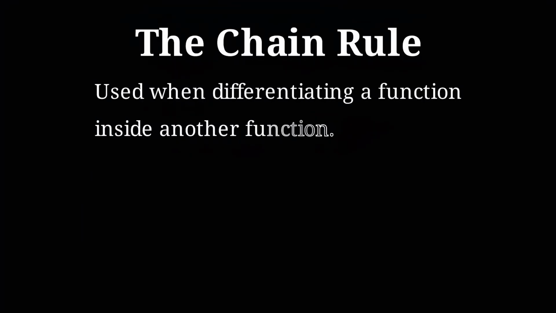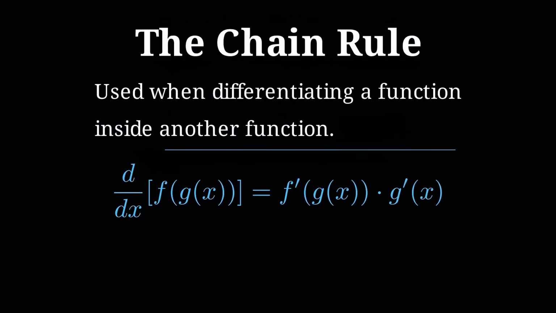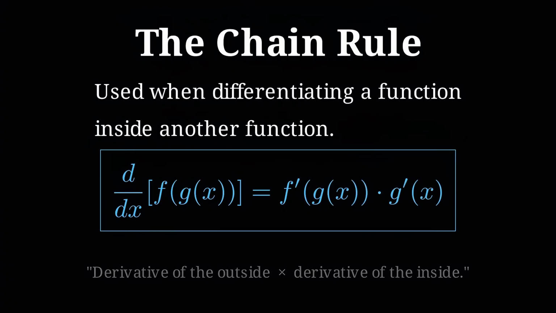The chain rule is used when you have a function inside another function, a composite function. The rule says the derivative of f of g of x equals f prime of g of x times g prime of x. In plain English, take the derivative of the outside function, leave the inside alone, then multiply by the derivative of the inside. Think of it as peeling an onion. Differentiate the outer layer first, then multiply by the derivative of the inner layer.